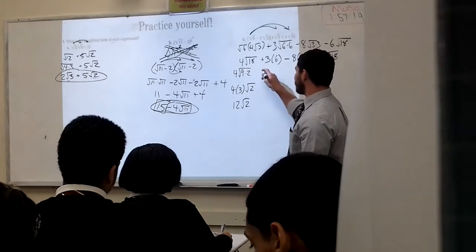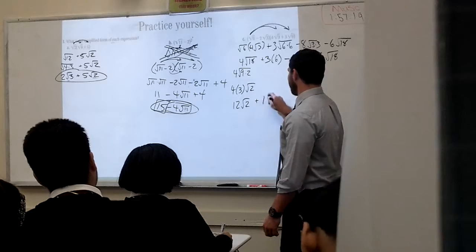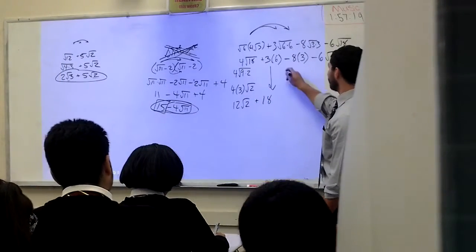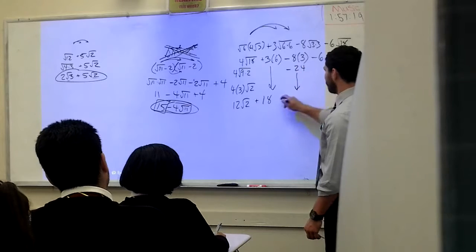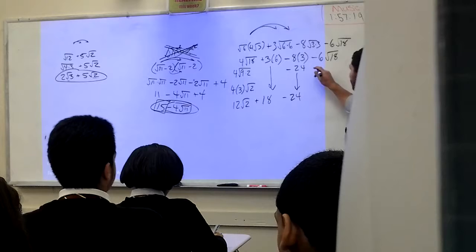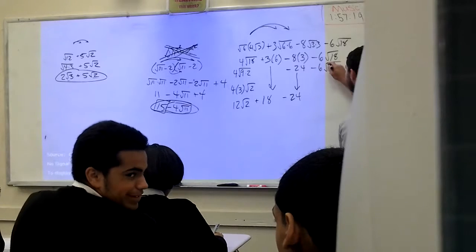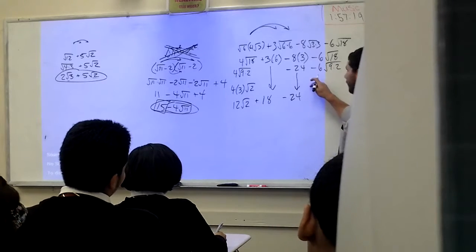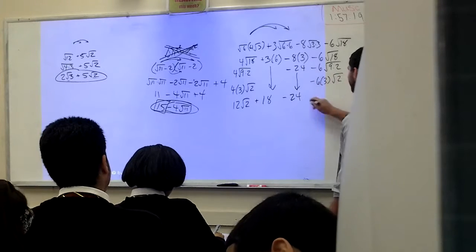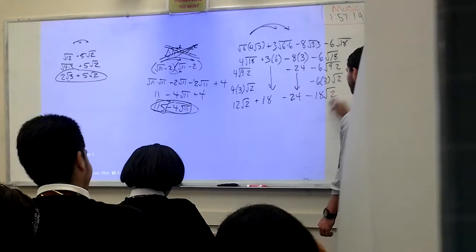Next thing, I'll do 3 times 6, which is 18. I'm just going to bring that guy right down. 8 times 3, negative 24. And then we want to simplify this guy, so we have negative 6 times the square root of 9 times 2. Square root of 9 is 3. Negative 18. So we get negative 18 radical 2.